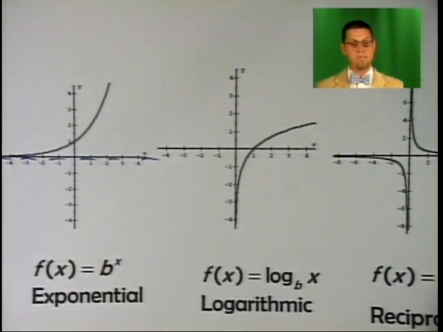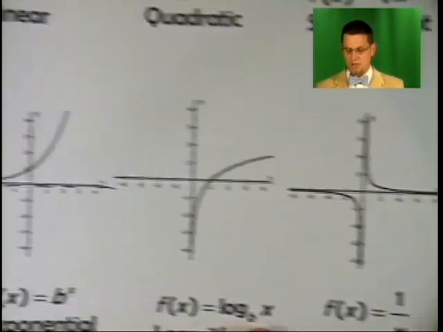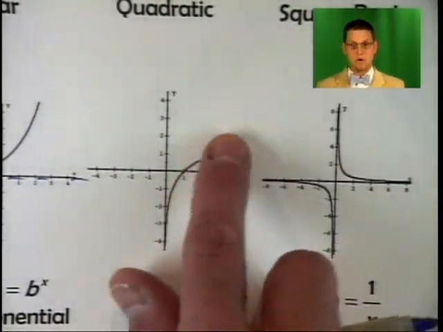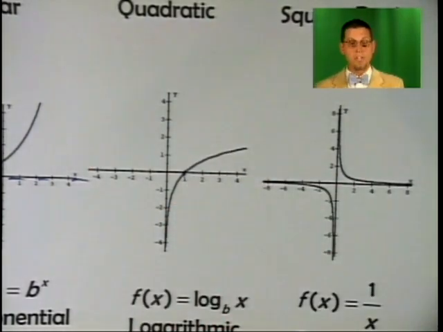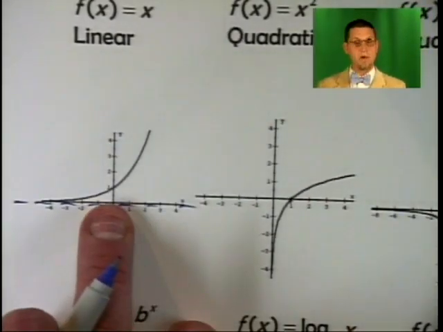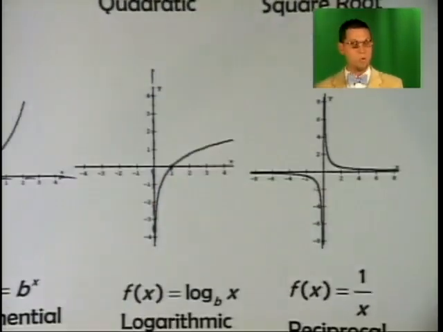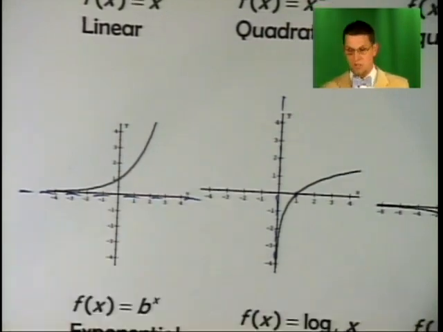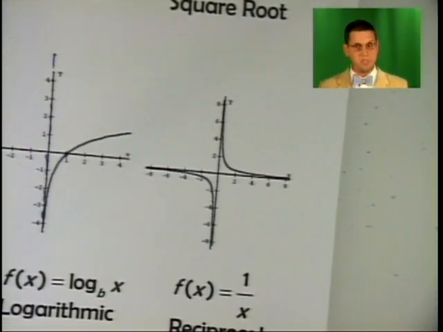Then we have the inverse of b to the x, which is log base b of x. And it's basically the reflection of this graph across the line y equals x, and we get this graph right here. It's a monotonic increasing function passing through the point (1, 0), because its inverse exponential passes through the point (0, 1). It also has a vertical asymptote on the y-axis because its inverse has a horizontal asymptote on the x-axis. So there's a parent function. And then we had this one when we were talking about rational functions.